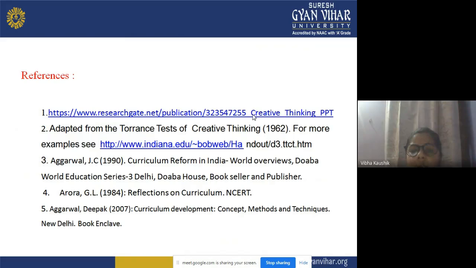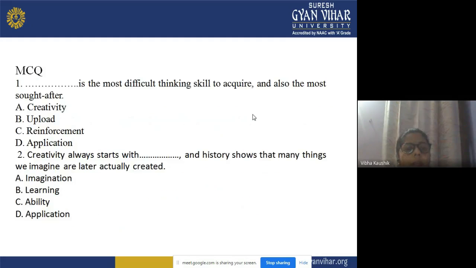Now, these are some references which you can go through to learn this topic better. For your reading, you can refer to these references. Now let us discuss some MCQs based on the topic we have discussed today, as MCQs are the best tools to measure the most important educational outcomes.